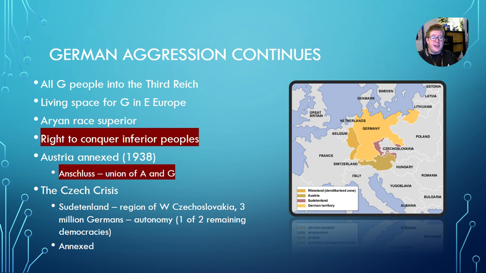And here comes the third one, the Czech crisis or the Sudetenland. So if you're looking at this map, it is that, like, I would almost describe it as a burgundy, purple-ish color. This is a region of western Czechoslovakia where about 3 million Germans lived. And they wanted autonomy. It's important to understand at this point in European history, this is 1938, Czechoslovakia is only one of two remaining democracies in Europe. Germany takes the Sudetenland and annexes it. And at this point, everyone's just like, oh no, what have we let happen?